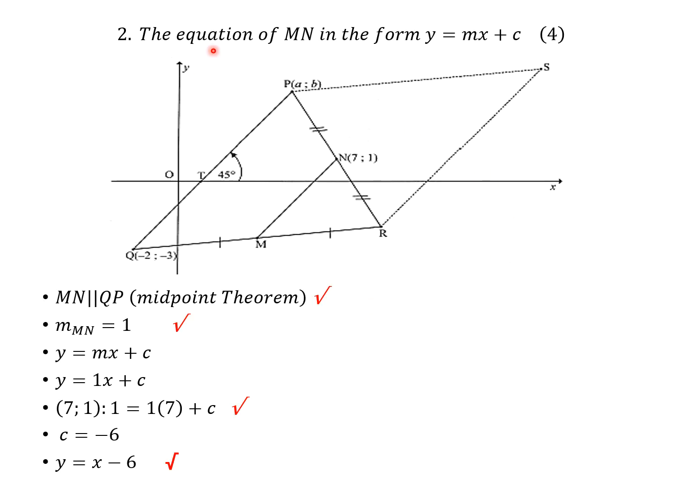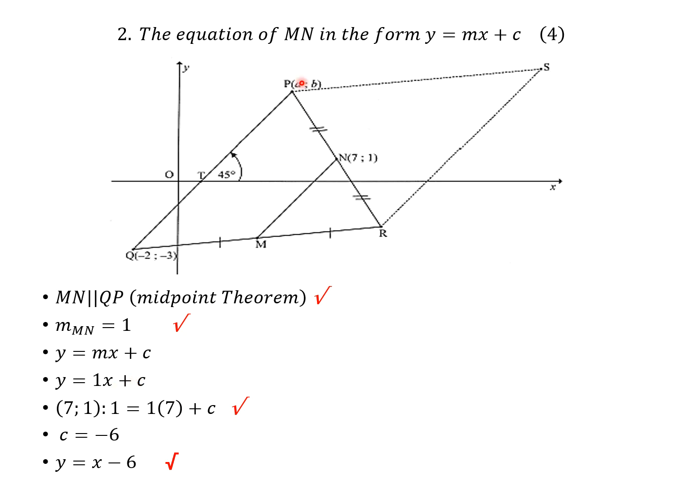Number 2, they want the equation of MN in the form y = mx + c. As I say, PN equals NR, RM equals MQ. Therefore, MN is parallel to PQ, and my reason would be midpoint theorem, 1 mark. Therefore, if the gradient of PQ is 1, then the gradient of MN must also be 1, because these two lines are parallel. I assume you remember, two parallel lines have the same gradient. So y = mx + c, so the gradient is 1.